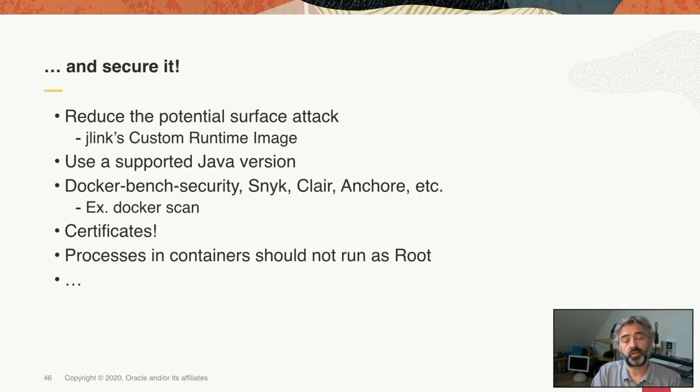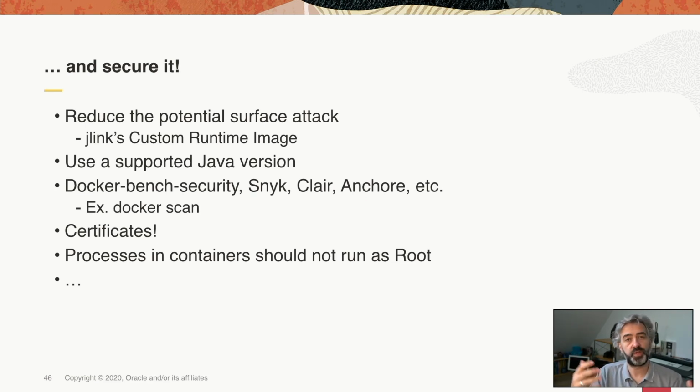You can reduce the potential attack surface by using JLink. Basically, JLink will not only reduce the size of the custom Java runtime, but it will also remove the bits that are not needed. That's a good practice from a security point of view, to remove any bits that are not needed. Use a supported Java version. Make sure that you are using a supported virtual machine and not like I did in my example. I was using a very old Java virtual machine, because obviously vulnerabilities are probably not fixed in that very old JVM version.